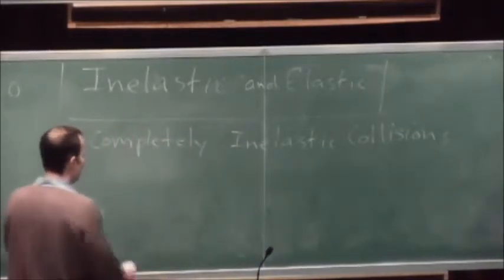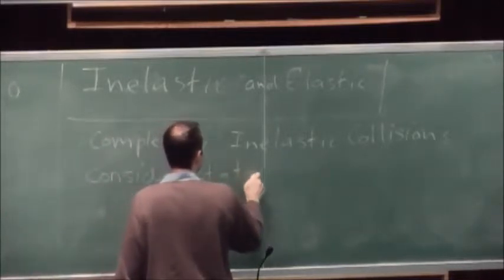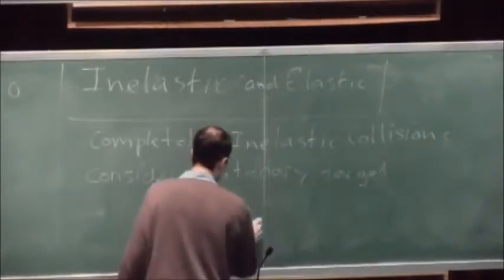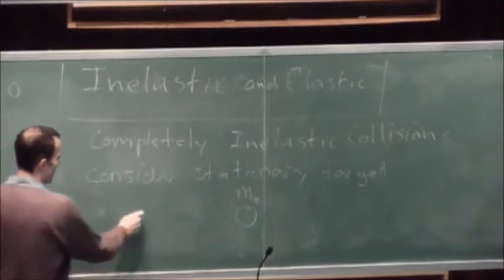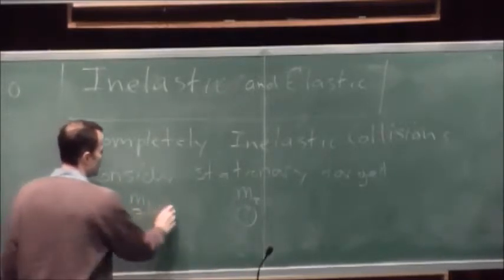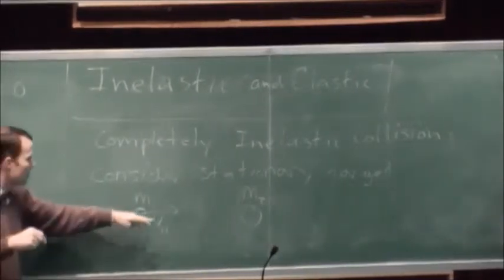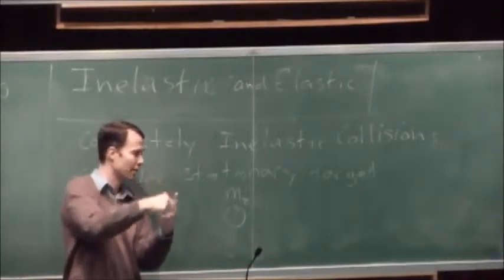So, let's just consider a stationary target. For example, I have a particle which I'll call mass 2, and then I have a particle which I'm going to call mass 1. This one is moving with some velocity v, which I'll call v1 initial. So we need to keep track, because in these there could be up to 4 velocities in the two-body collisions. There could be a velocity initial of mass 1, a velocity initial of mass 2, and a velocity final of mass 1 and a velocity final of mass 2.